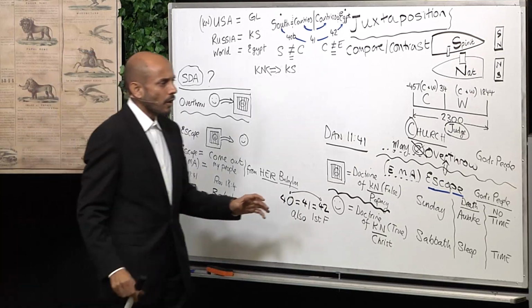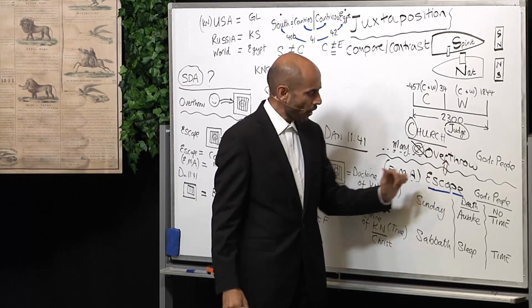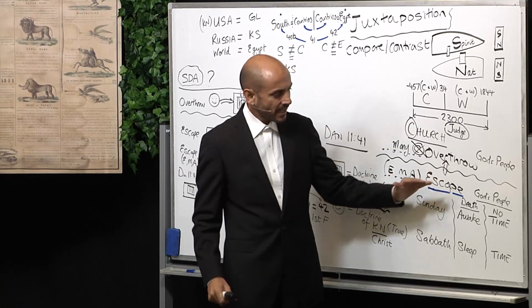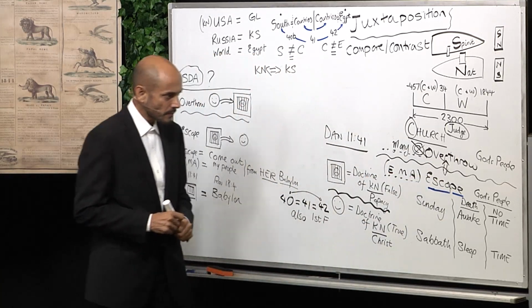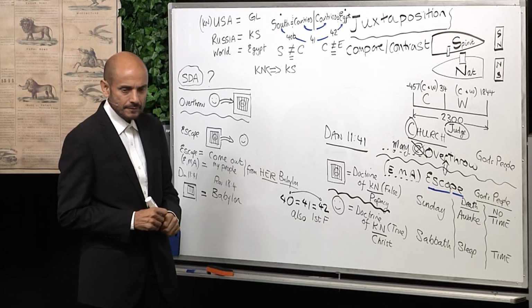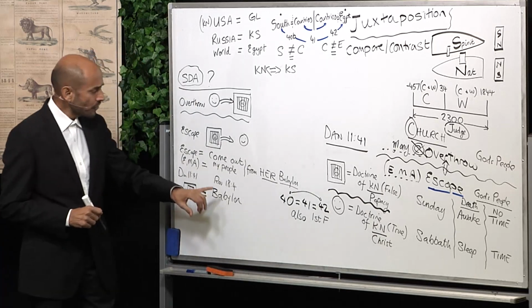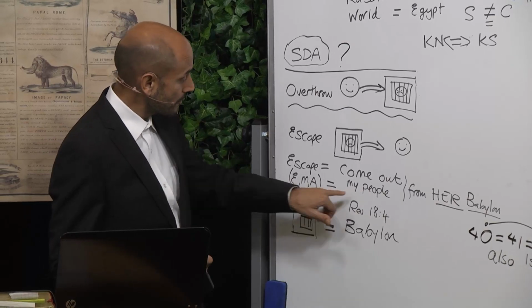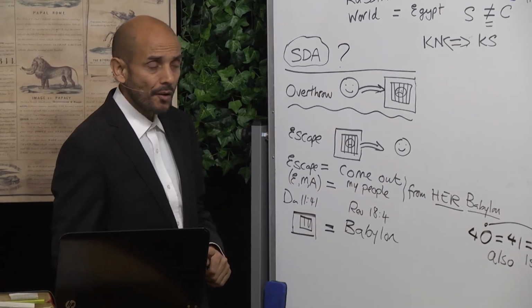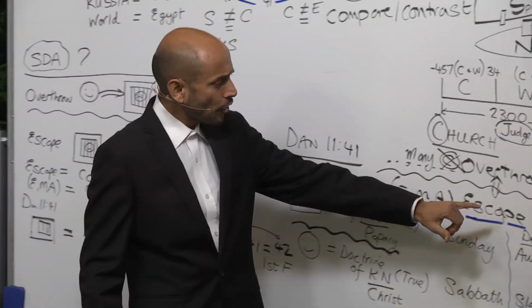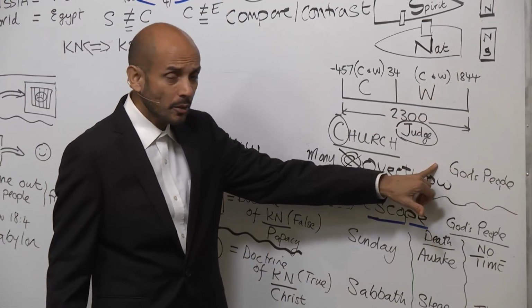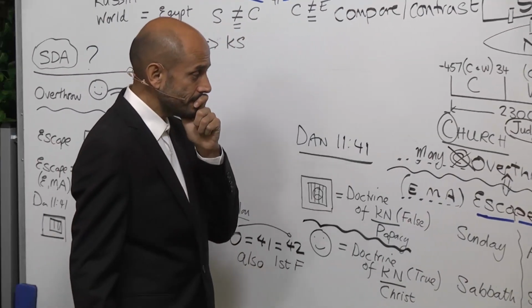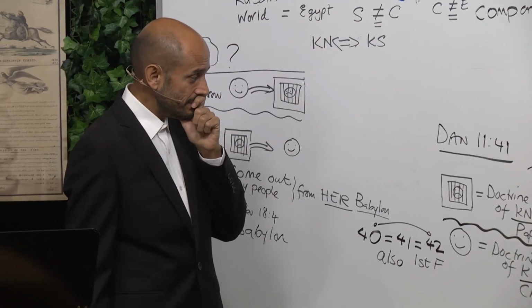So, many are going to be overthrown, Edom, Moab, and Ammon shall escape. We know that these are God's people. So we've got God's people here, and therefore this must also be God's people.